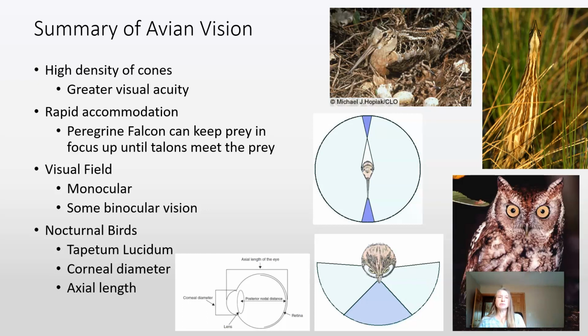Also, our nocturnal birds have what's called the tapetum lucidum. This is what makes eye shine. So if you have a cat, you can see the cat's eye shine at night. Nocturnal birds also have a wider corneal diameter that allows more light to come in, and then they increase the axial length. So if you increase the length of the eye, you increase the axial length, and that increases visual acuity under low light conditions.